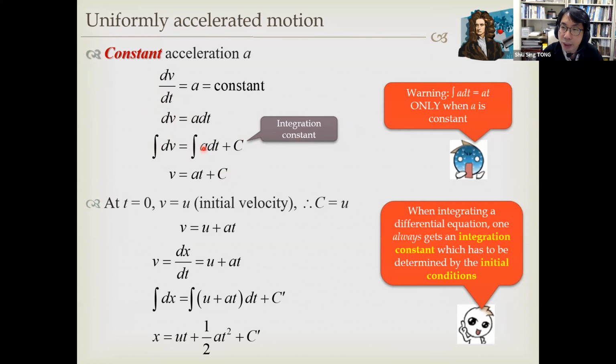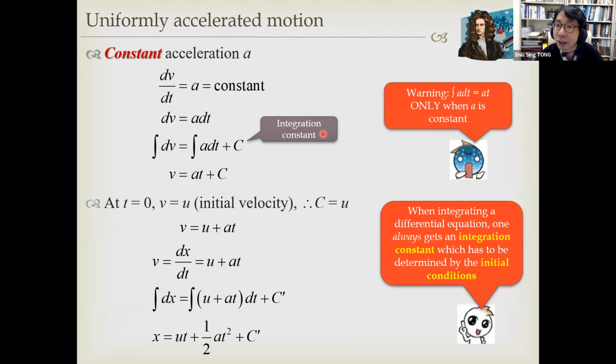Now, when I integrate both sides, what do we get? The left-hand side simply gives me v. The right-hand side, I integrate a constant. The constant is a number, right? So integrating a constant, I just put it out. And integrating dt is just t, right? So I get v equal to at, but do not forget, I'm doing an indefinite integral. So that means I have an undetermined constant. And that undetermined constant is the integration constant, c.